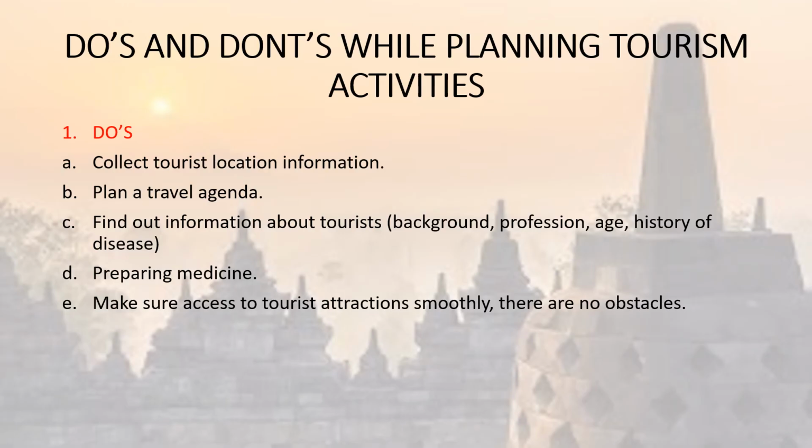Next, I will tell you about do's and don'ts while planning tourism activities. The first one is do's. Collect tourist location information and then plan a travel agenda and then find out information about tourists like background, profession, age, history of disease. And then prepare medicine for tourists. And then the last one is make sure access to tourist attractions is smooth, there are no obstacles.